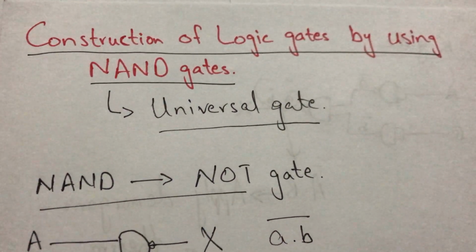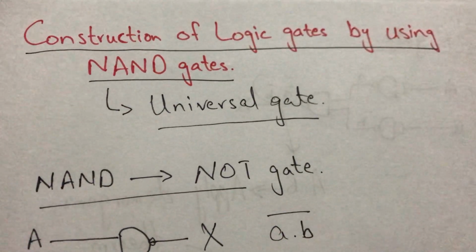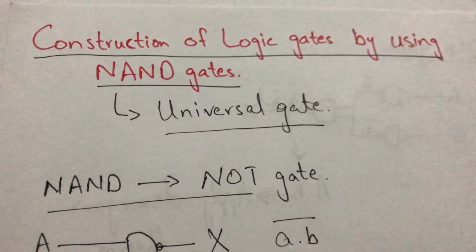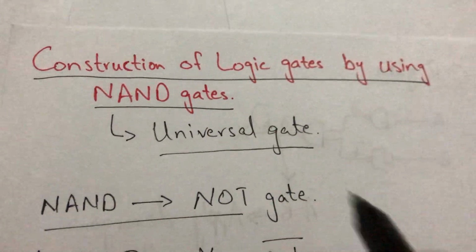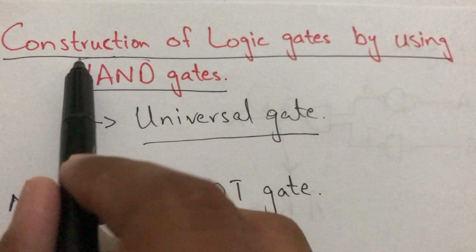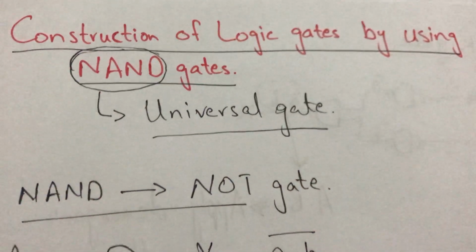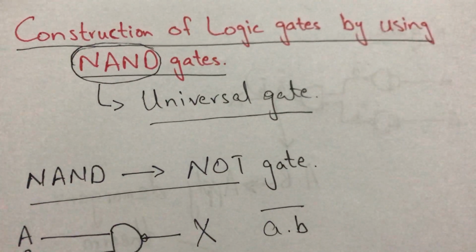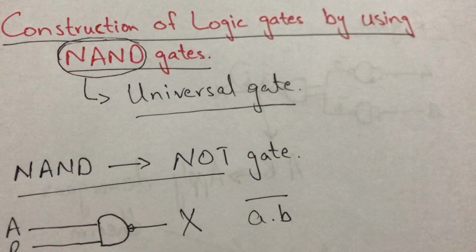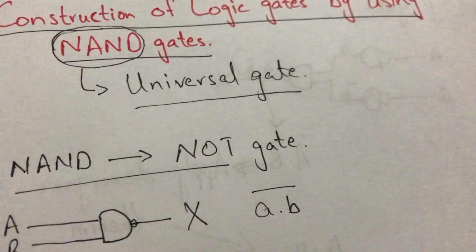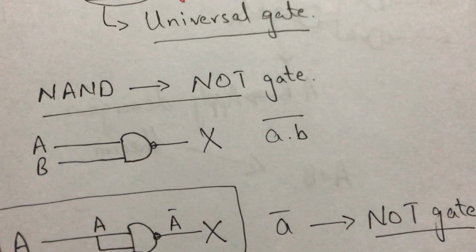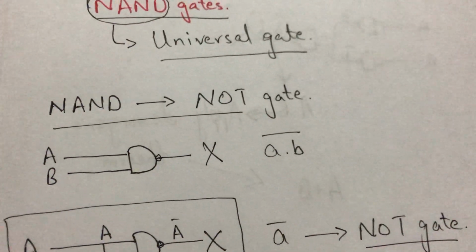Today our topic is the construction of the logic gates by using the NAND gates. NAND gates are also called universal gates, because by using different combinations of the NAND gates we can make the other logic gates. Now we will make the NOT gate by using the NAND gates.